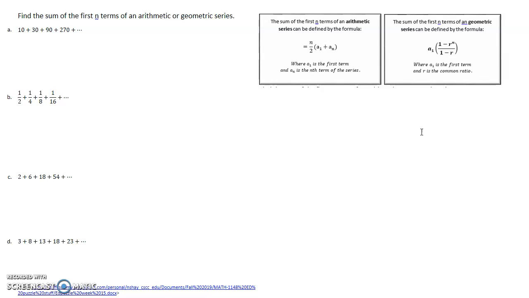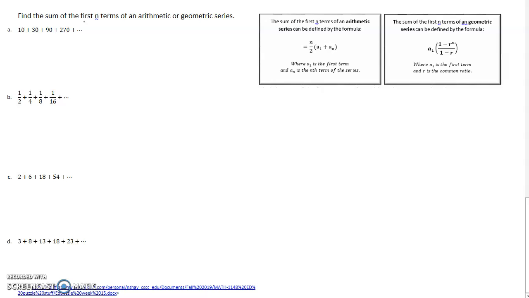Okay. In this one, we're going to take a look at geometric and arithmetic sequences and series, and try to find the sum of the first n terms of an arithmetic series or geometric series. So we've got two formulas to define this. The first one is given to us right here: n over 2, and then you just add the first term and the last term. For a geometric series, you take the first term and multiply it by 1 minus r to the n, over 1 minus r.